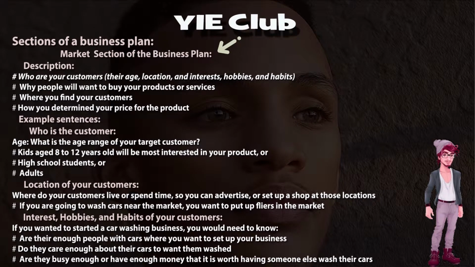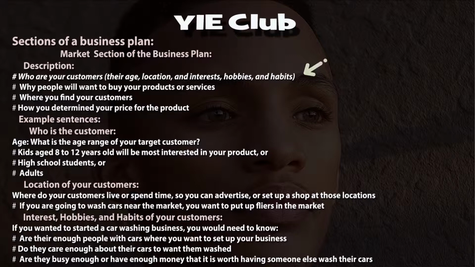The next section of your business plan is going to be the market section. And in the market section of the business plan, you're going to talk about a couple of things: who your customers are, such as their age, location, and interests, why people want to buy your product or services, where you're going to find your customers, and how you're going to determine the price of your products. So a couple of examples of sentences that you can tailor to fit your business plan is here.